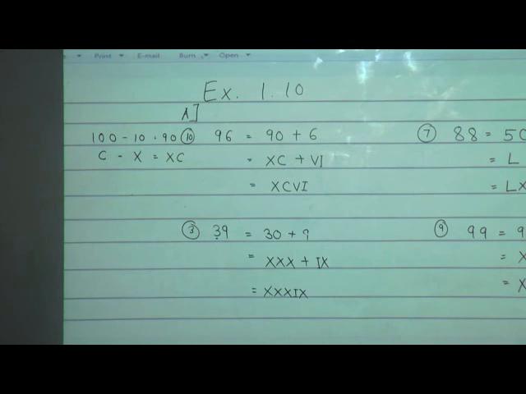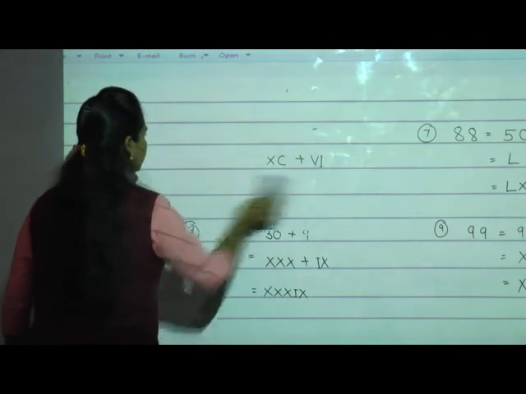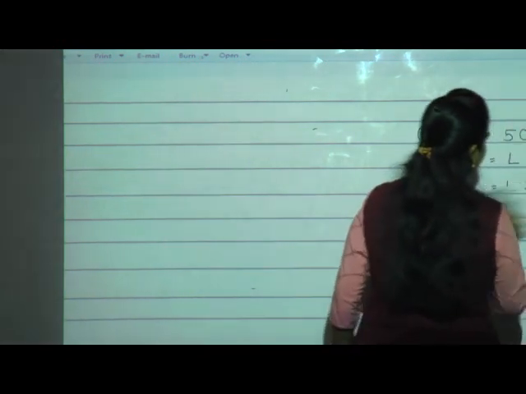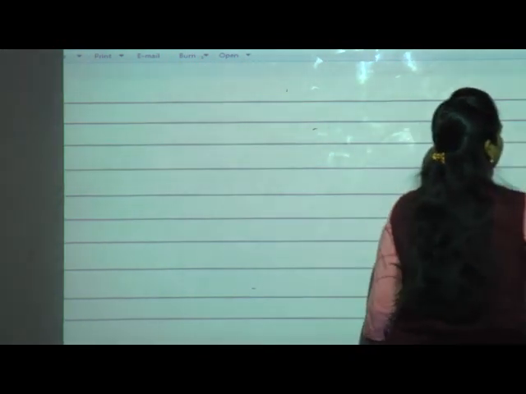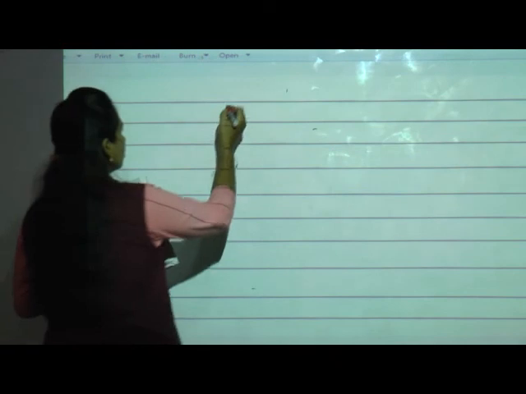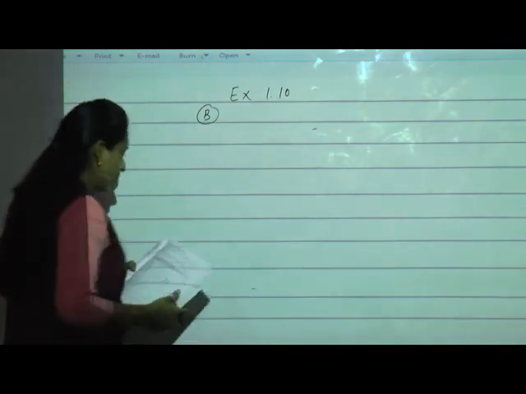Now we will move to our next question. What is the next question? See the B question. I have solved 5 examples for you. Now the remaining 5 are very easy, so you are going to solve the remaining 5 examples on your own. Now just open the book, page number 19. You will see the B question in exercise 1.10 only. The B question is, write the following in the Hindu-Arabic system.